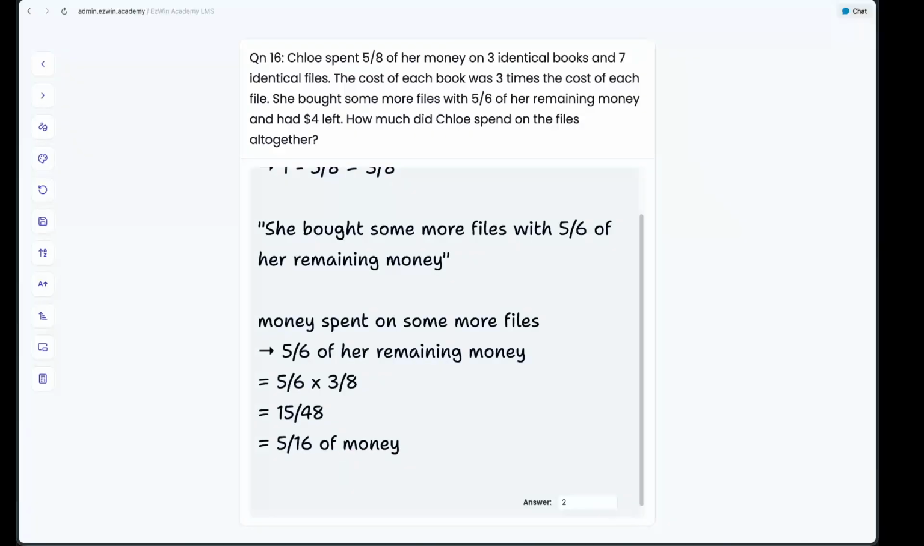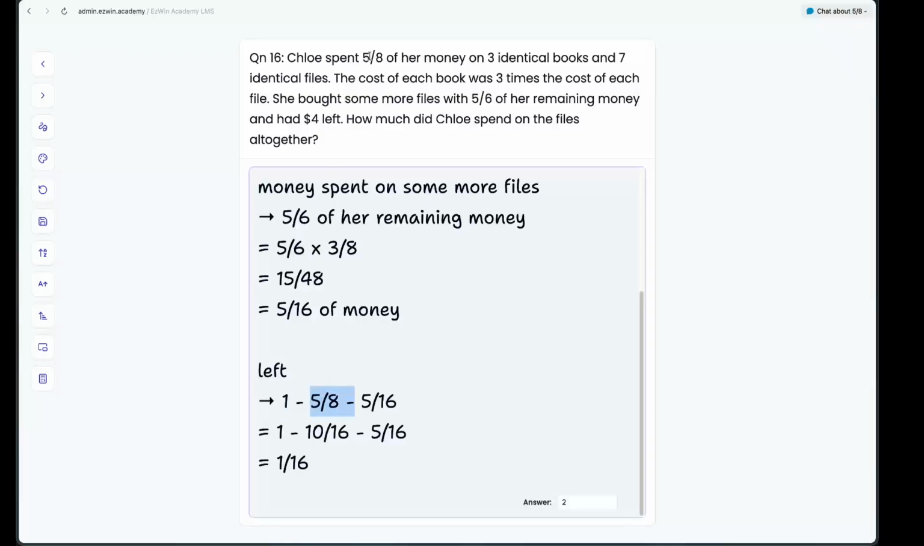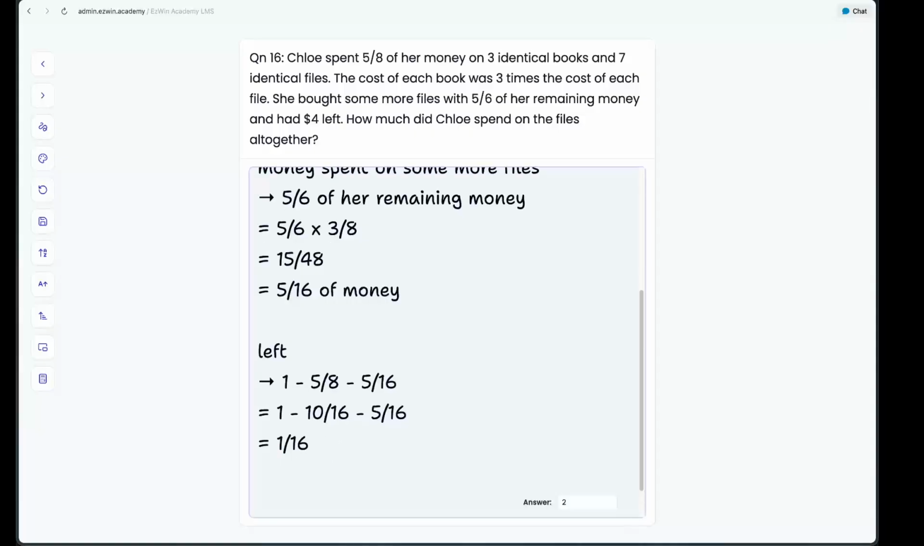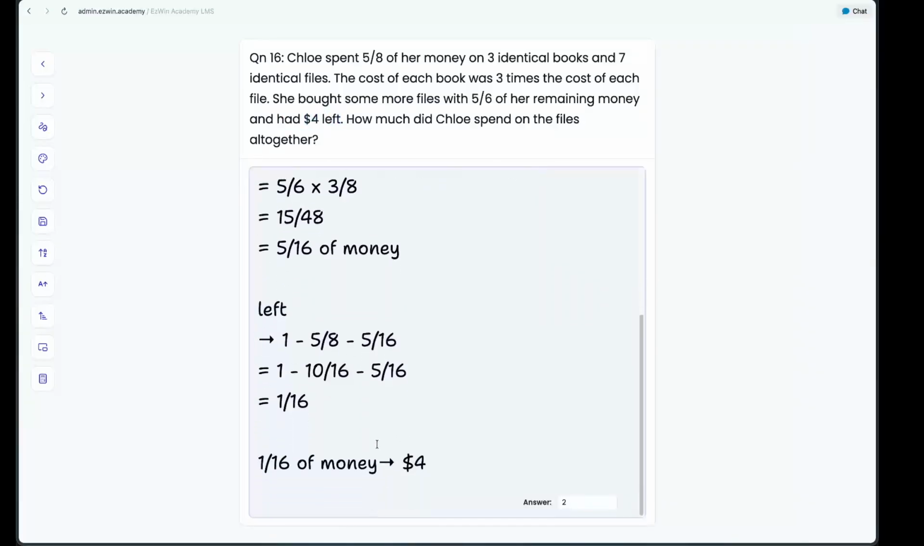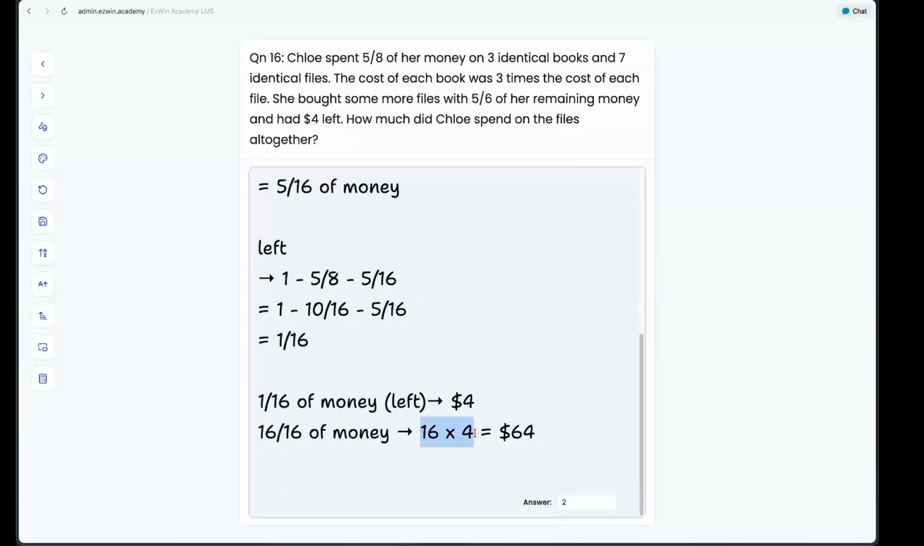So we can calculate how much is left, which will be 1 minus 5 over 8, because she spent 5 over 8 on the 3 books and 7 files, and 5 over 16 on some more files. So what she is left with is 1 over 16. Do we know how much she is left with? Yes, from the question, she had $4 left. So that means 1 over 16 of the money is $4. Now we can calculate the total amount of money, which is 16 over 16. You just multiply 16 by 4 and this will give us $64.